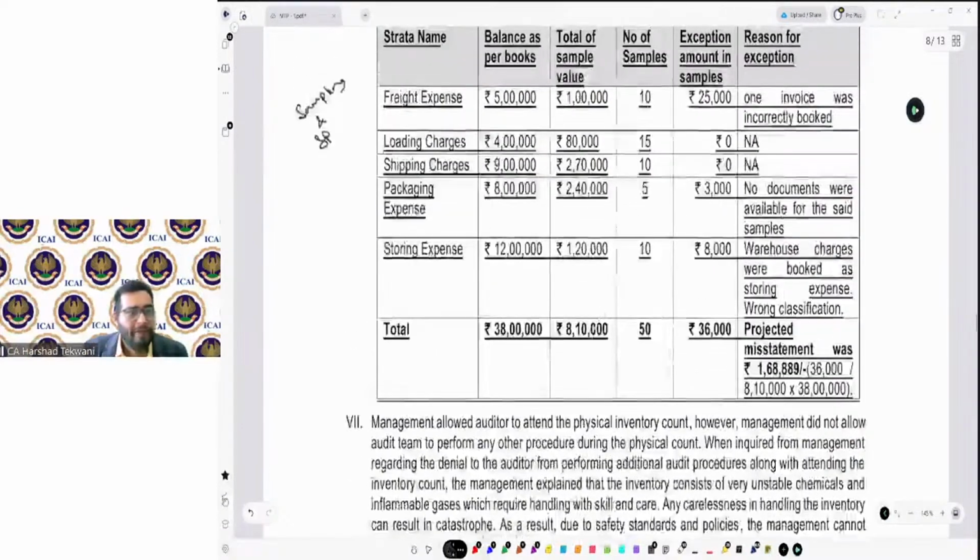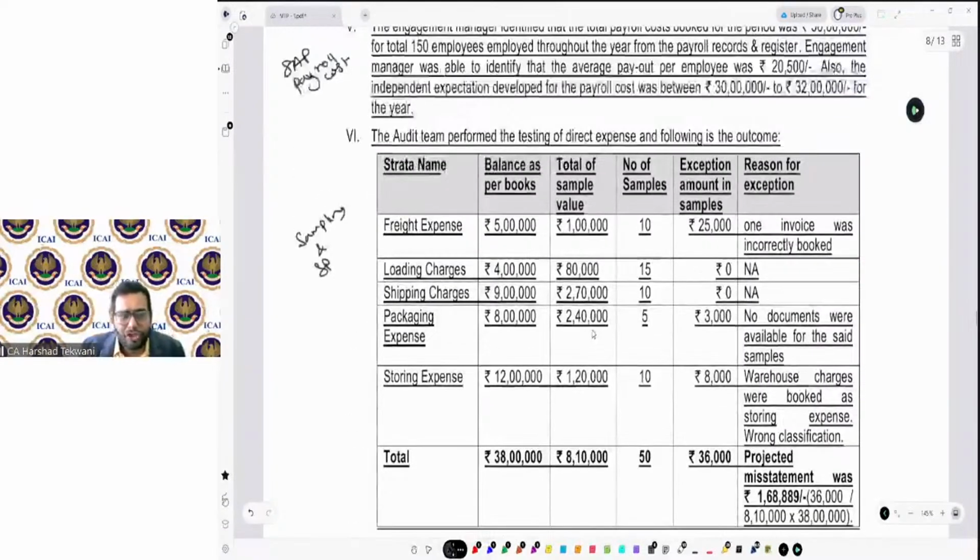Now, whenever you get any such table or any such detail, please read it thoroughly once so that you can understand whether there is any connection to any other paragraph. For example, freight expense, one invoice was incorrectly booked. Loading charges, there was no exception, so NA. Shipping charges, no exception, NA. Packing expense, no documents were available for the said sample. Storing expense, warehouse charges were booked as storing expense, wrong classification.